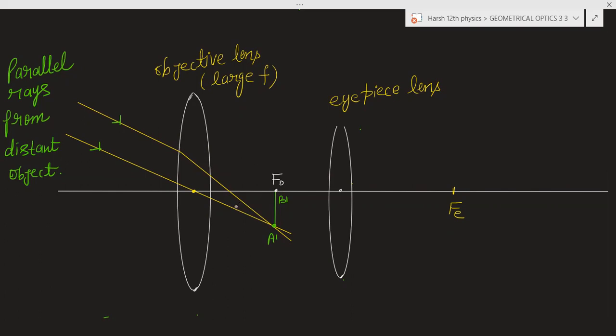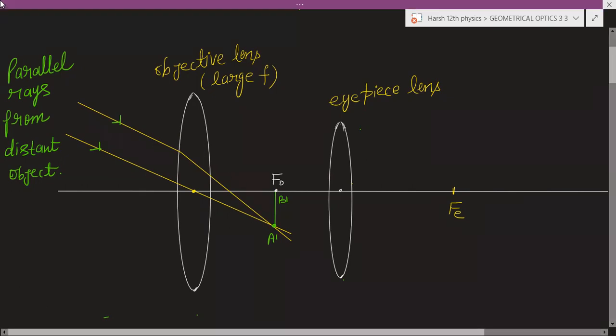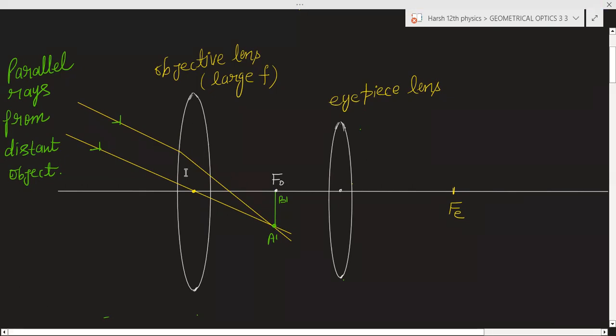Now here there will be the work of the eyepiece lens. Now this is the image formed by the objective lens. This image will work as a virtual object for the eyepiece lens. Earlier also we have done this in the case of the compound microscope.